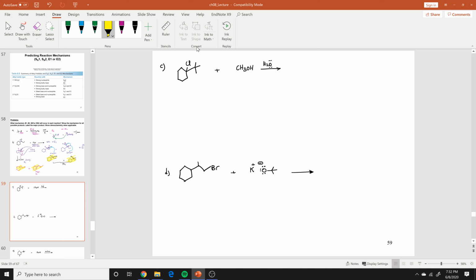This one requires rearrangement. It's the same SN1 E1. So this is going to be water, methanol over there. Methanol is going to be my nucleophile. Water is going to be my solvent. Methanol is going to be my nucleophile or base. That is a weak nucleophile. It is a weak base. So my mechanism is going to be both SN1 plus E1.